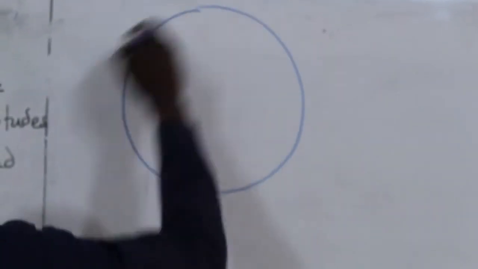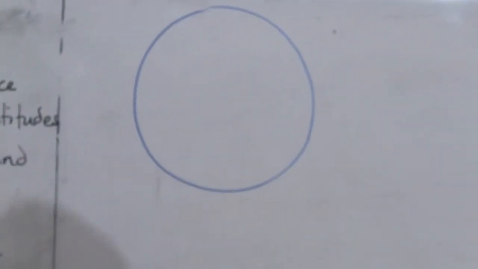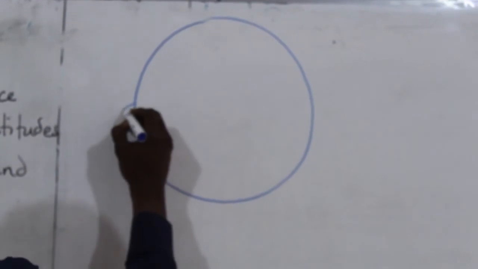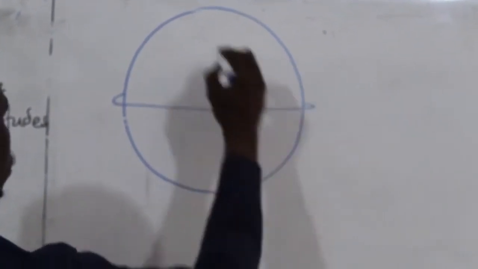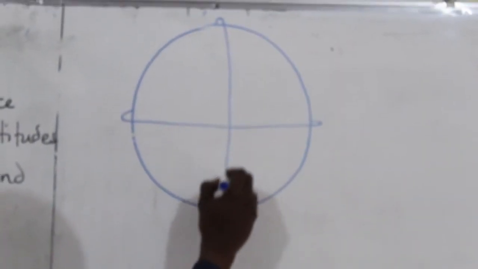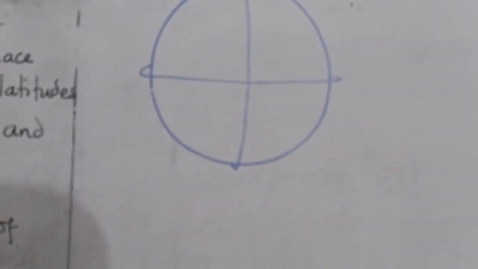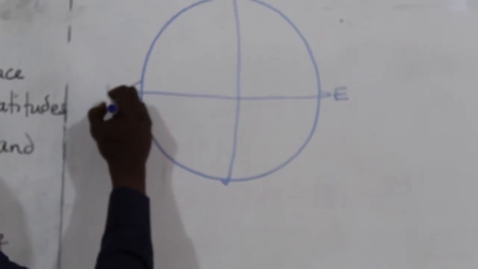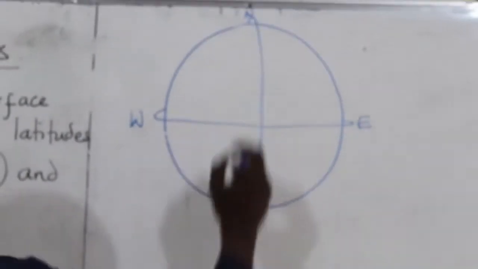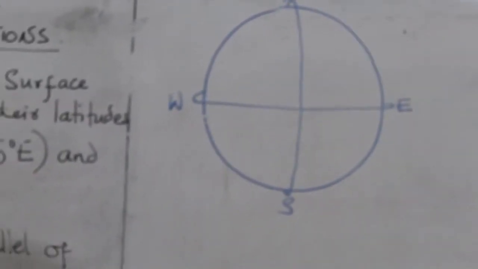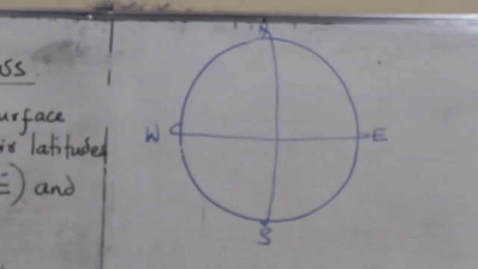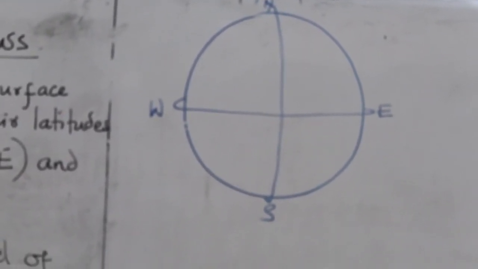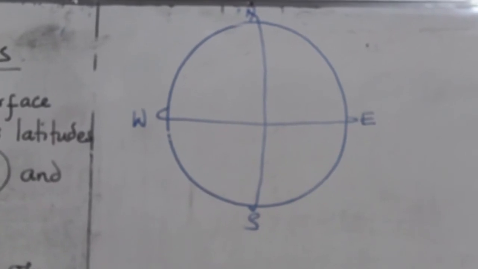And this, my circle, represents the Earth. You must always put your equator and your Greenwich Meridian. This side of the world represents the east section, while this represents the west. This is the north and the south. These are the first things you must draw when you're answering questions concerning longitude and latitude.